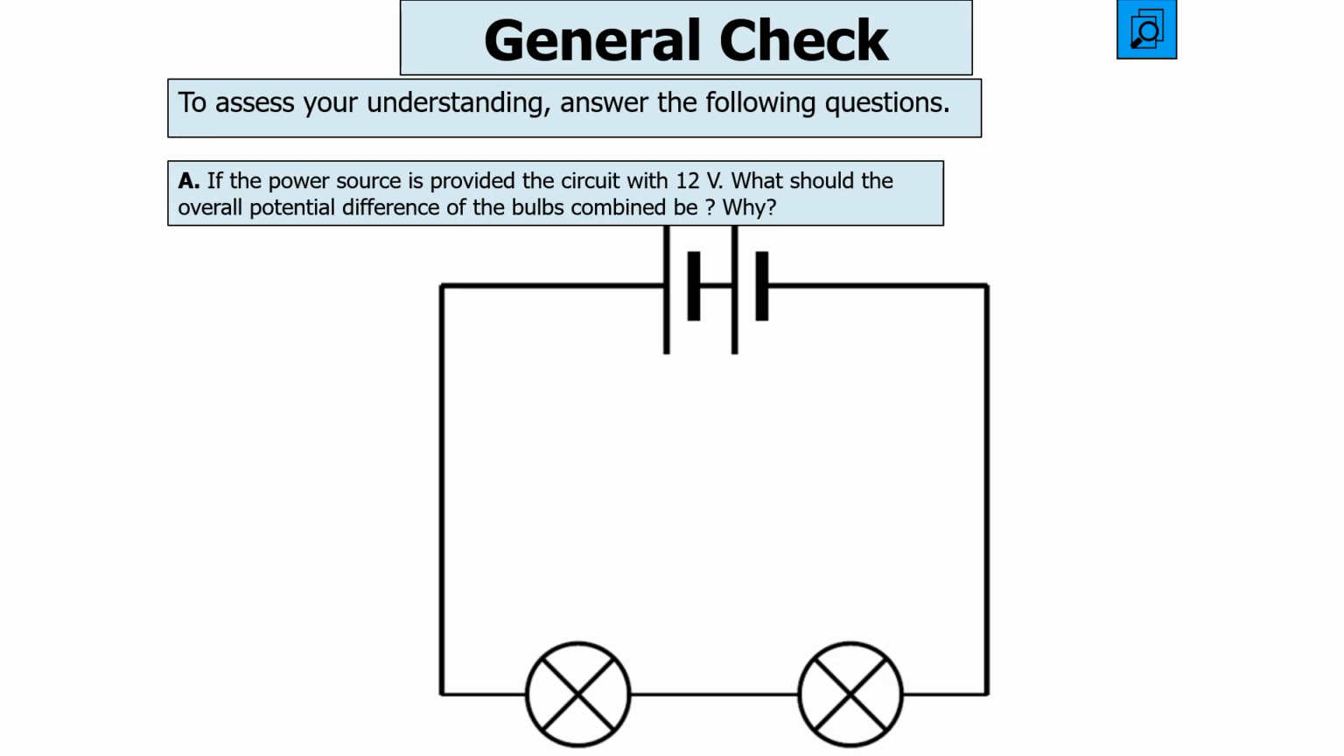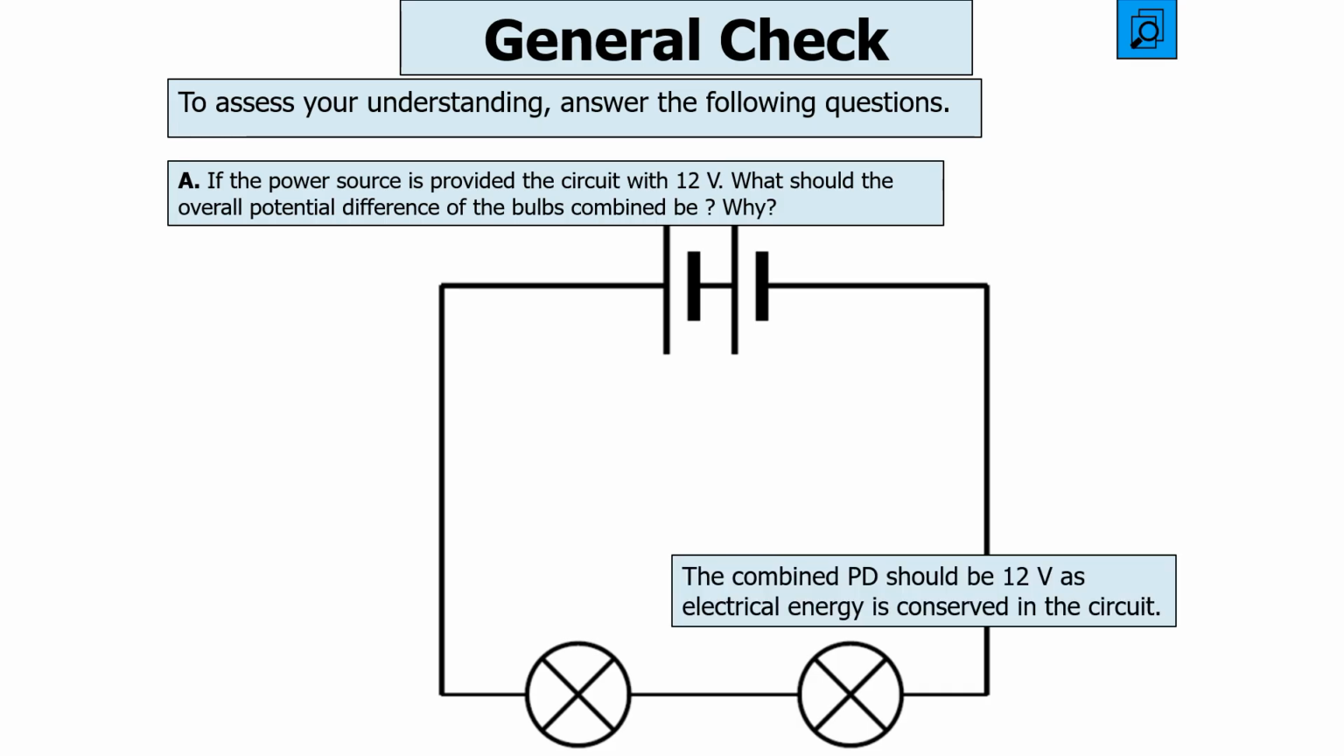So pause the video now, unpause the video when you want to go through your answer. Right, the combined potential difference should be 12 volts as electrical energy is conserved in the circuit.